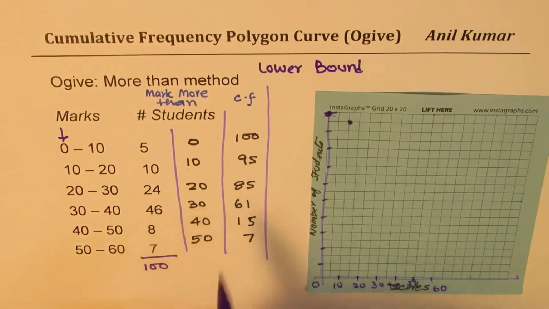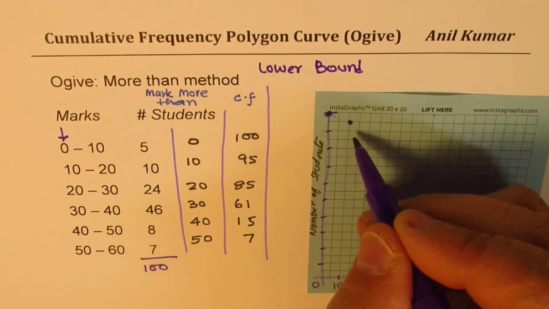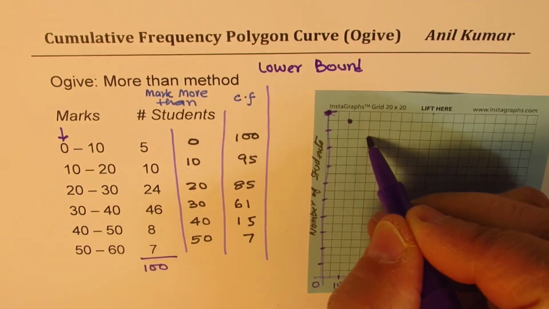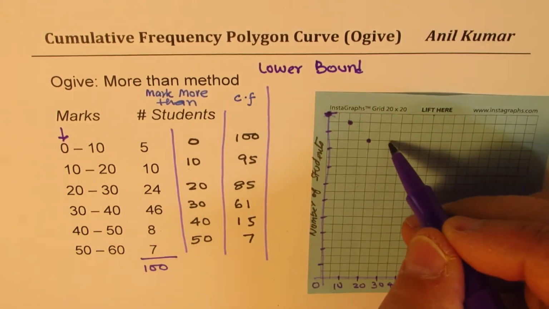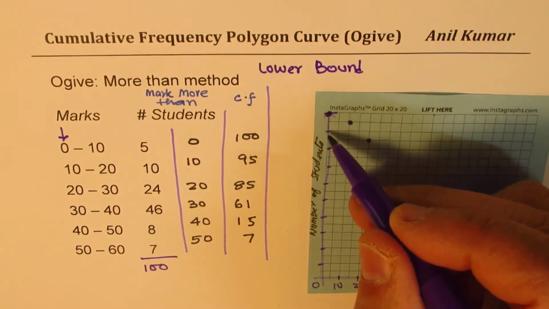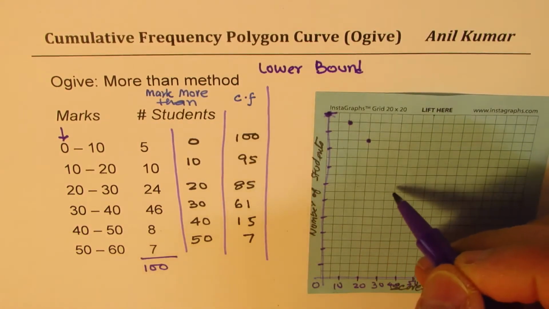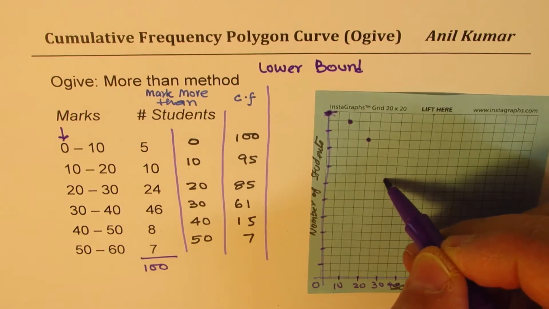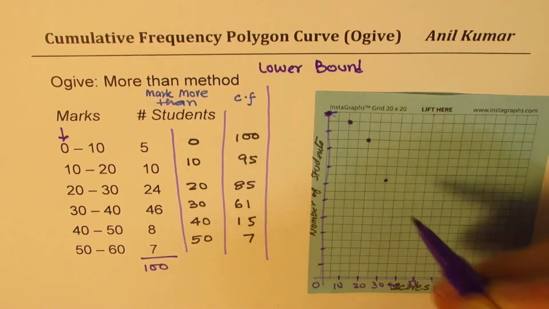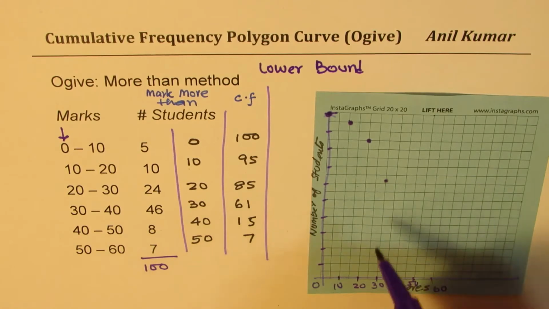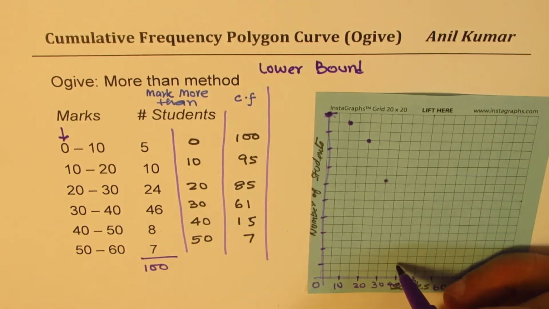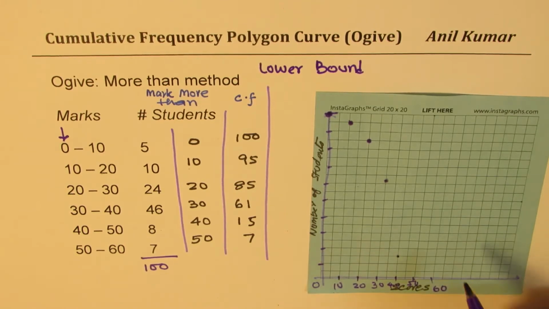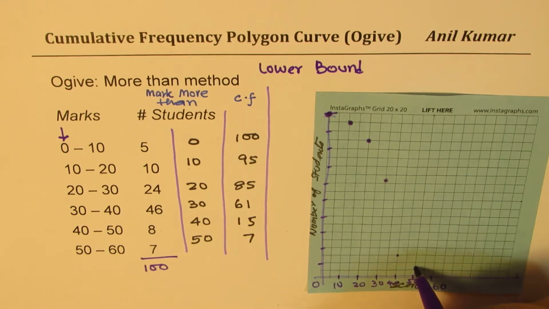At 20, we have 85. That is this point. At 30, we have 61. At 40, we have just 15. And at 50, we have 7.